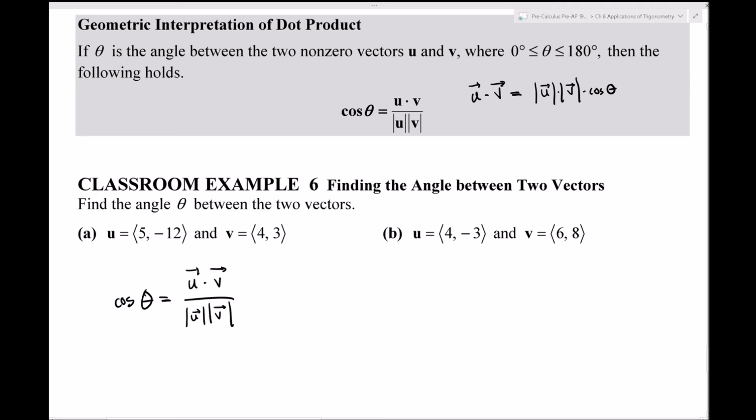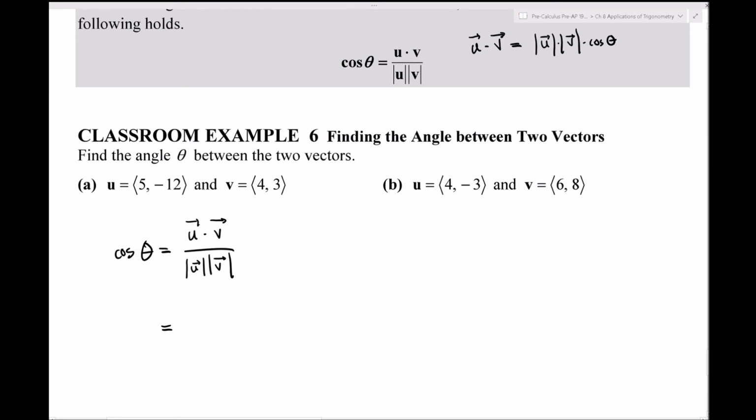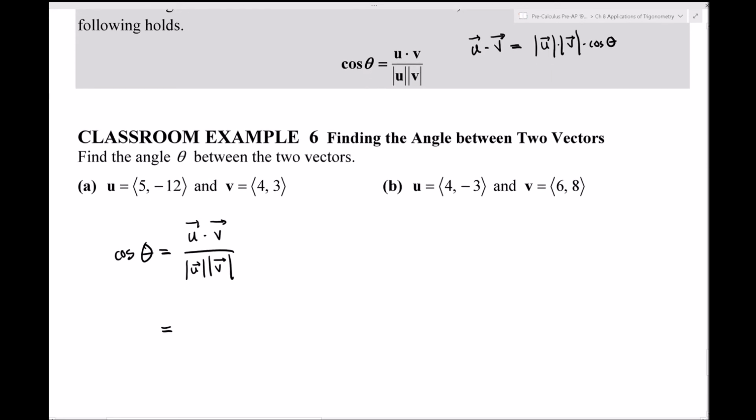So I've got to find out what the dot product is between them, and I have to find out what the magnitude is for each of them. So the dot product between them is 5 times 4 plus -12 times 3. You multiply the x components, you multiply the y components, and then add the results together to get the dot product. Then I have to find the magnitudes for both of those.